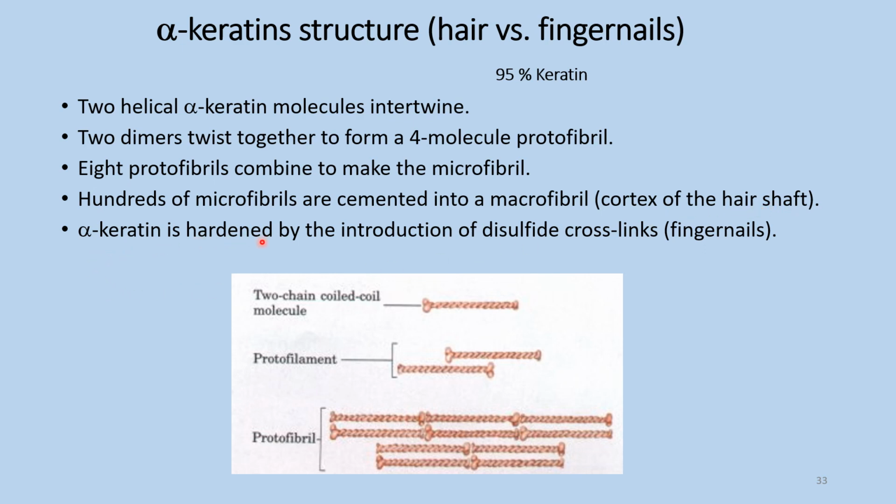Alpha keratin is hardened by the introduction of disulfide cross-links, giving strength, as found in fingernails. Here is the picture showing the structure of alpha keratins, which is self-explanatory.